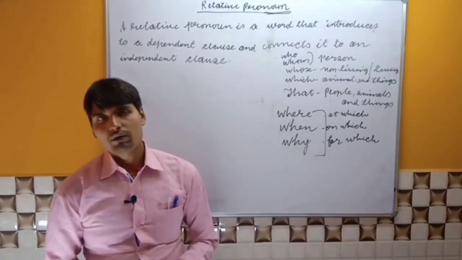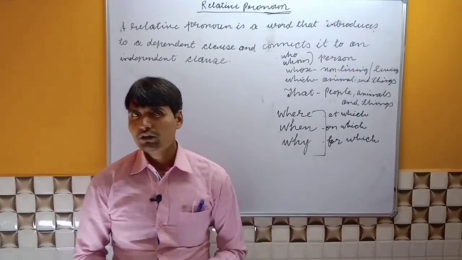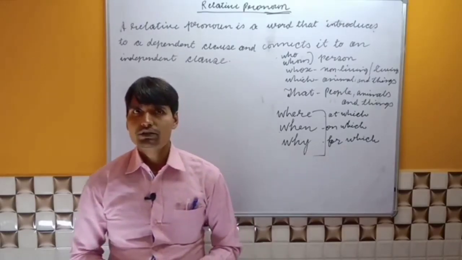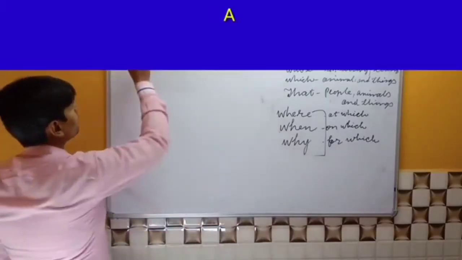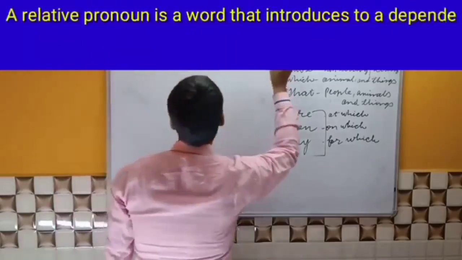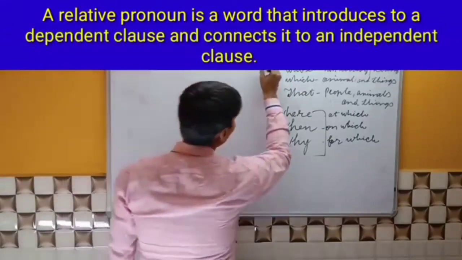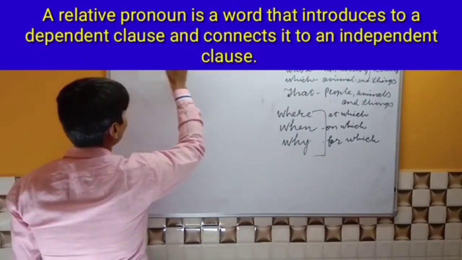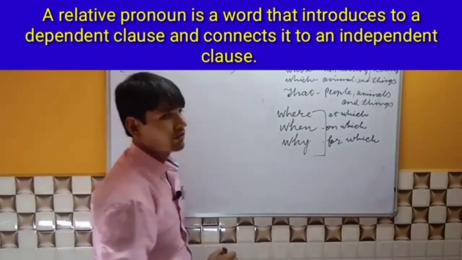Before knowing more about the relative pronoun, we need to know what its meaning is, because the definition will be explained in detail. So what's the definition? It is given: a relative pronoun is a word that introduces a dependent clause and connects it to an independent clause. Here there are two terms: the first is the dependent clause, and the second is the independent clause.